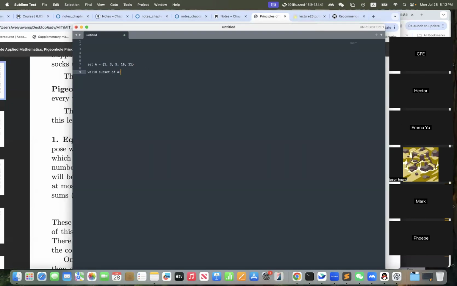It can be like one, just one number. A subset just means you pick any numbers from this original set. But you cannot pick repeatedly. Meaning like if there's a five here, you cannot pick it two times. You can only pick it one time or zero times. Or a valid subset is one, five. Or it's also valid to pick them all. So these are all valid subsets.